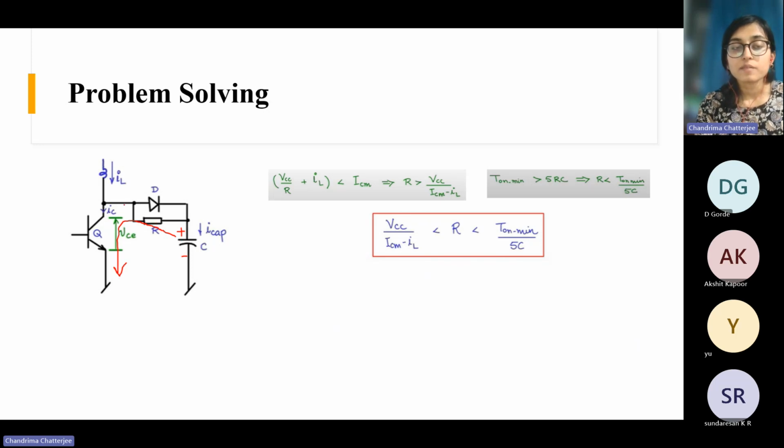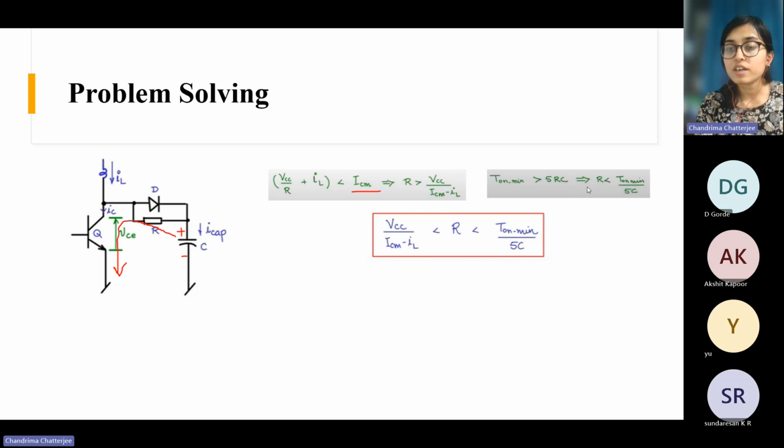Now there is already an inductor current here, and the capacitor is also discharging, right? So this whole current, VCC by R, since the capacitor voltage is VCC, plus IL, will flow through the device. This current should be less than the device current rating, right? So this is one inequality.